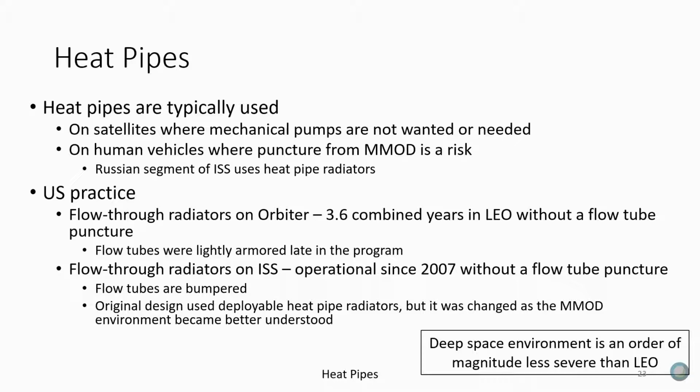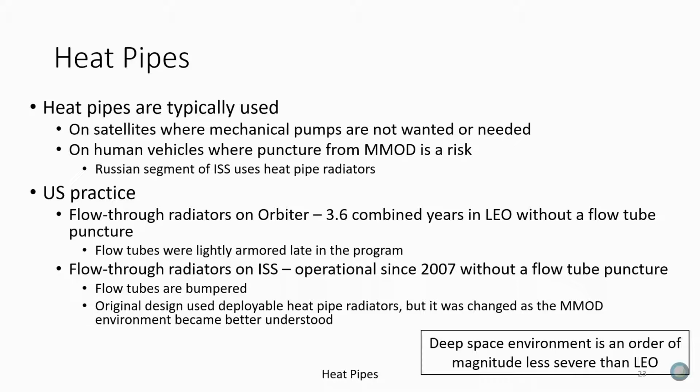The other thing, on human vehicles, we might use heat pipes where we're worried about punctures from micrometeoroids or orbital debris, or if we're in the Gateway lunar orbit from just micrometeoroids. For example, the Russian segment of the ISS uses heat pipe radiators. And that actually was the place where we were on ISS early on.